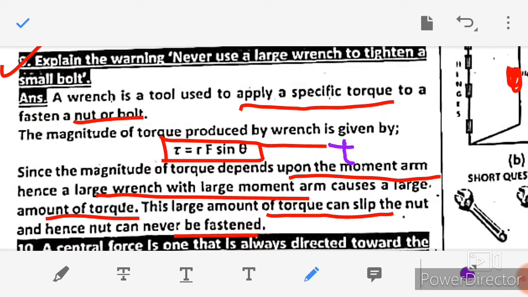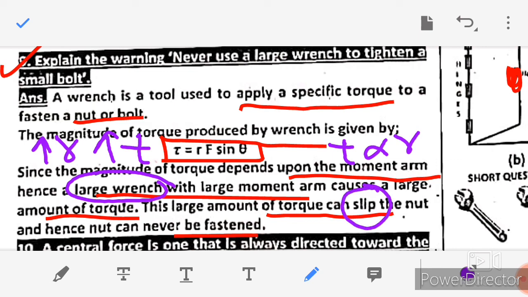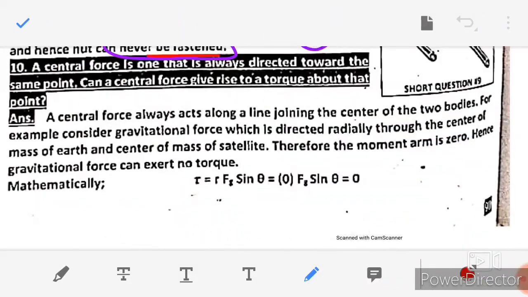Hence the nut can never be fastened. Torque is directly proportional to the moment arm. A large wrench has a large moment arm, due to which it has large torque, and the large torque can slip the nut, and the nut can never be tightened or fastened. Now moving towards the last question. The last question is question number 10.